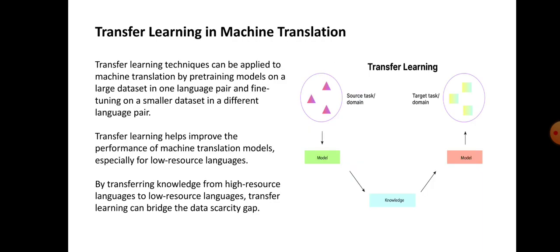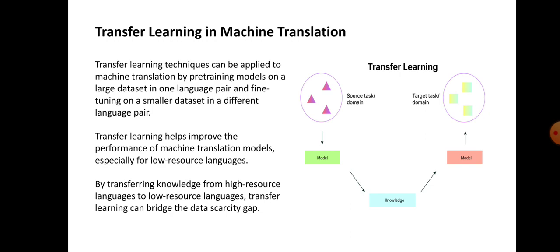Transfer learning in machine translation. Transfer learning techniques can be applied to machine translation by pre-training models on a large dataset in one language pair and fine-tuning on a smaller dataset in a different language pair. Transfer learning helps improve the performance of machine translation models, especially for low resource languages. By transferring knowledge from a high resource language to a low resource language, transfer learning bridges the data scarcity gap.